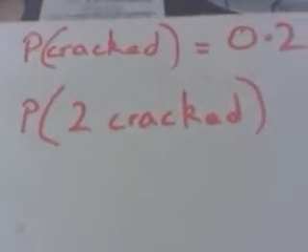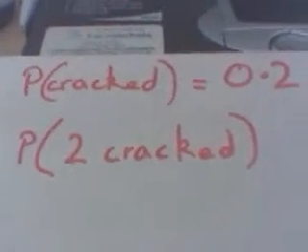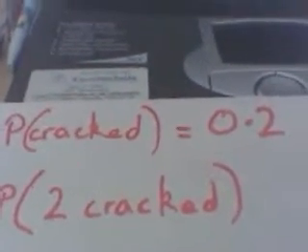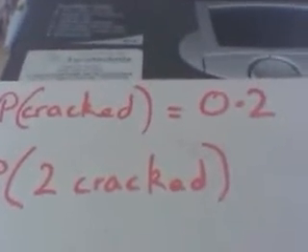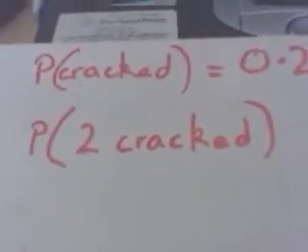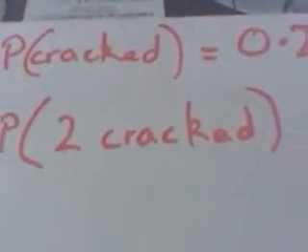You should have watched the first video on probability before this one, because we're going to go a lot quicker now. So, the probability of an egg being cracked is 0.2. Very careless packers. There's a box of 6. What's the probability you get 2 cracked eggs?